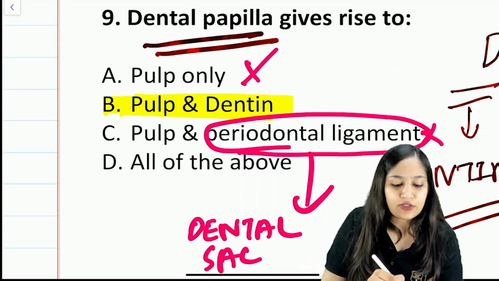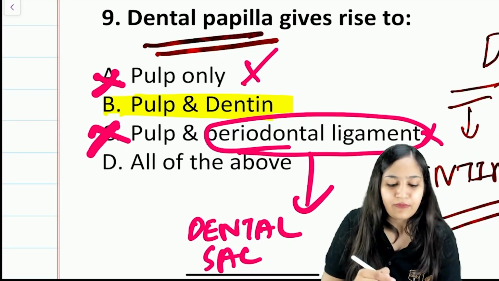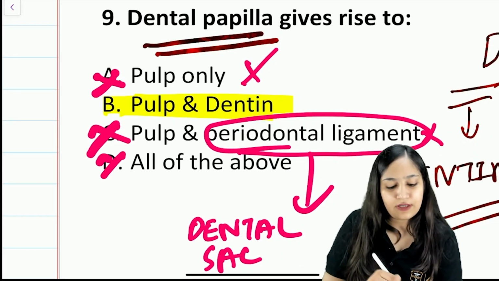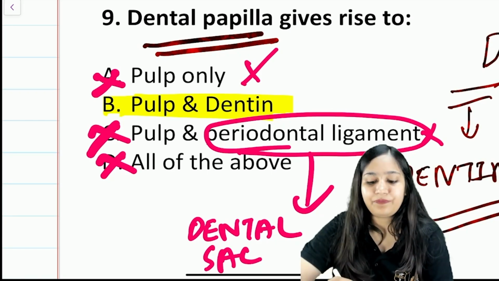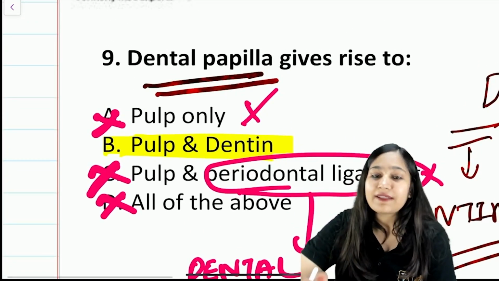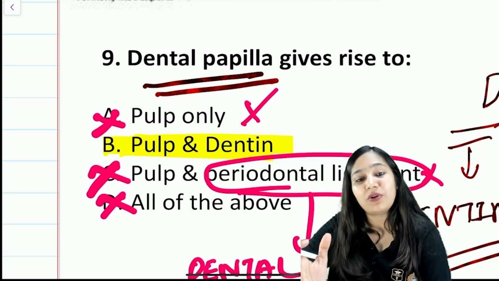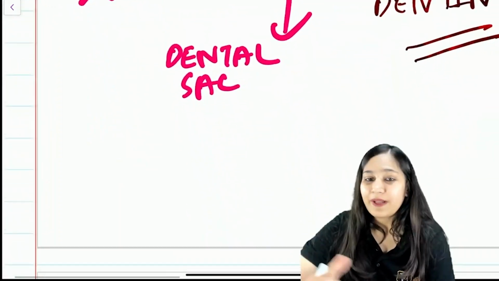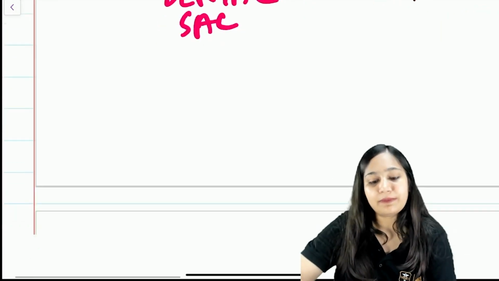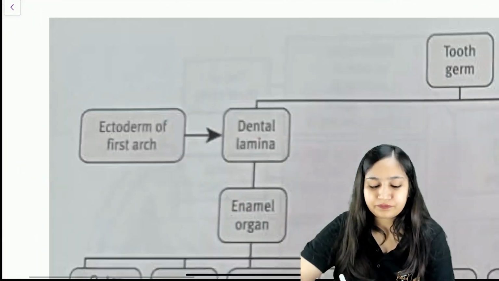So again, this is not the correct answer. And all of the above cannot be the correct answer. So the correct answer here is pulp and dentin, as dental papilla cells differentiate into odontoblast cells forming dentin, and fibroblasts present differentiate into pulp.